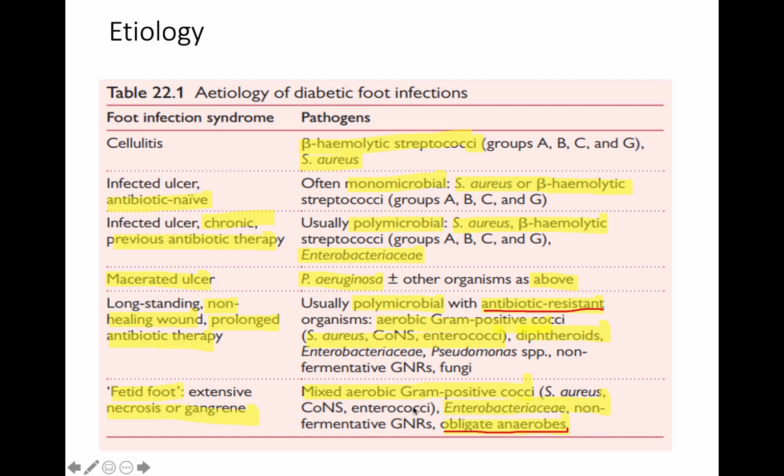So mixed aerobic gram-positives, we talked about them. So you have the aerobes and facultative anaerobes, which pave the way for tissue destruction, which then will introduce the obligate anaerobes. Okay.